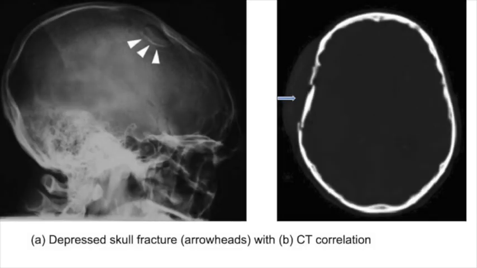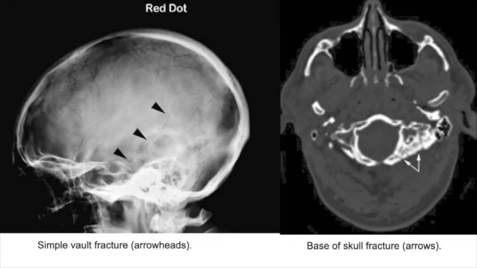This is another example of fracture, the skull fracture. You can see it's marked with the arrow. This is the CT scan from the same patient. This is the base of skull fracture, which is very, very common. This is another example of fracture.